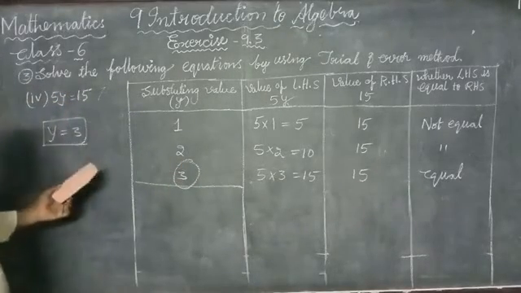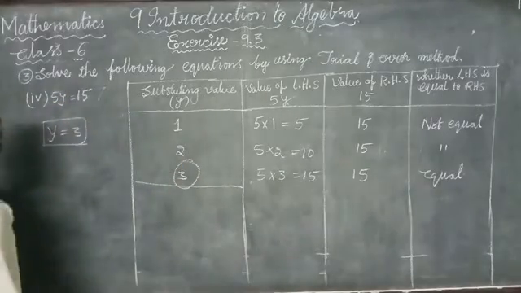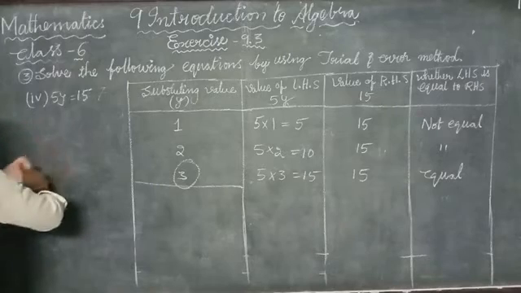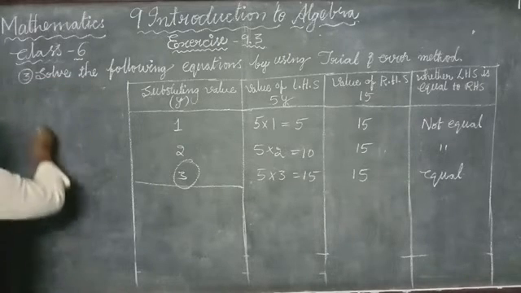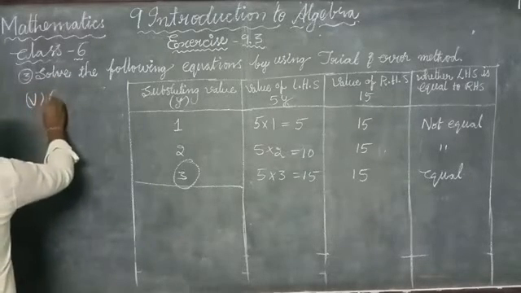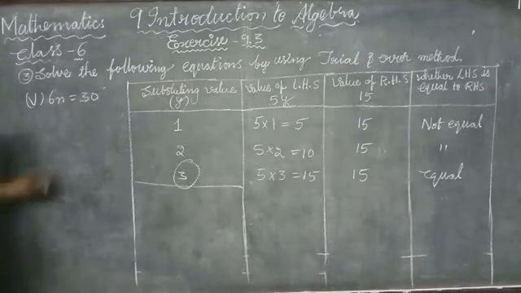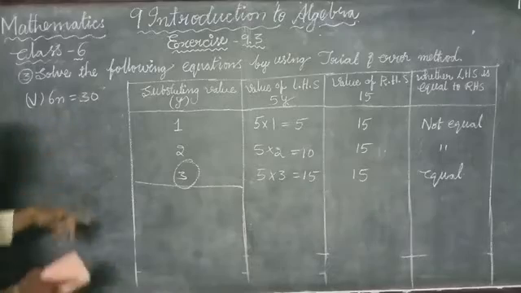In this way we have to do the problems. Now let us see the next problem: 6n equals 30. For this equation the substituting value is n.